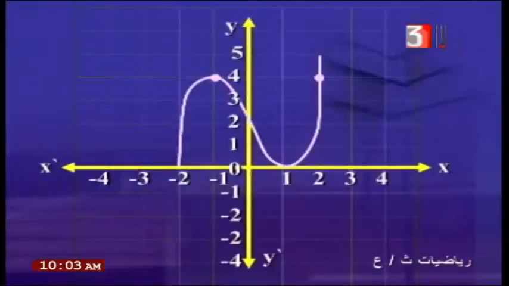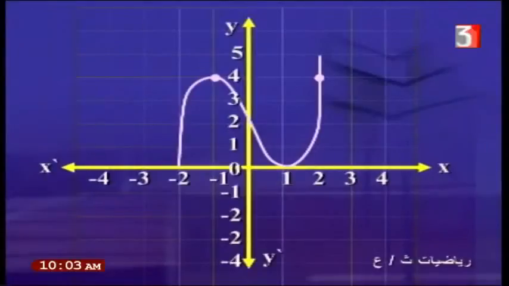Now, the point negative 1 and 4 is a point of local maximum value. The point 1 and 0 is a point of local minimum value, and the point 0 and 2 is an inflection point, and we sketch the curve of the function like this curve.